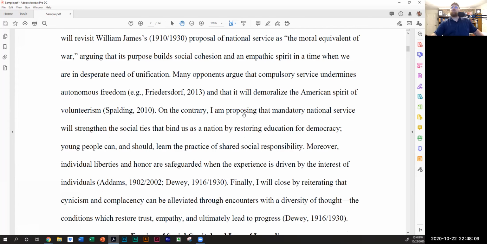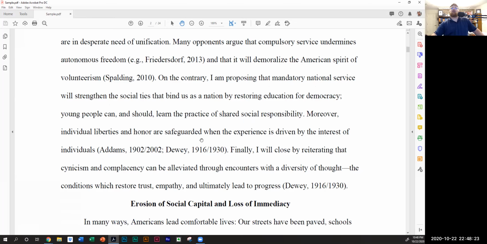On the contrary, I am proposing that mandatory national service will strengthen the social ties that bind us as a nation by restoring education for democracy. Young people can and should learn the practice of shared social responsibility. Moreover, individual liberties and honor are safeguarded when the experience is driven by the interest of the individuals.